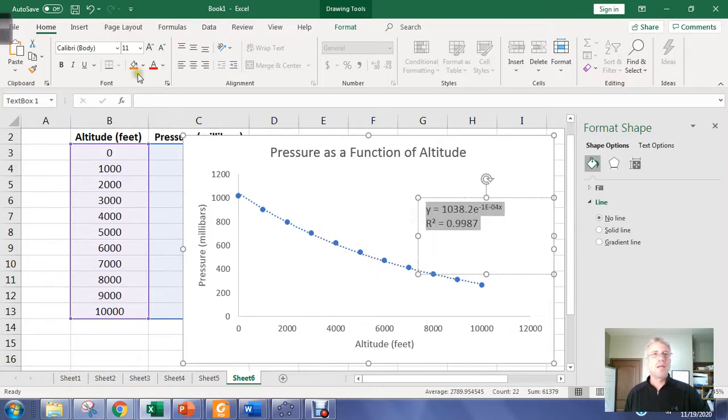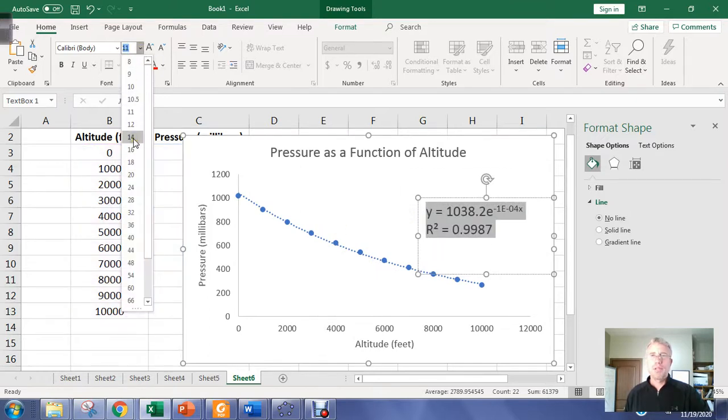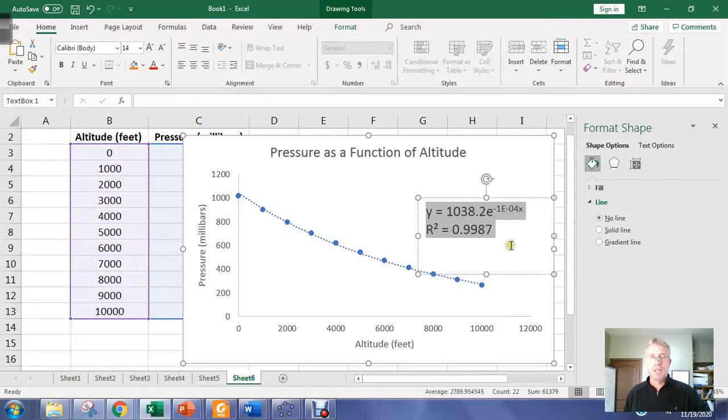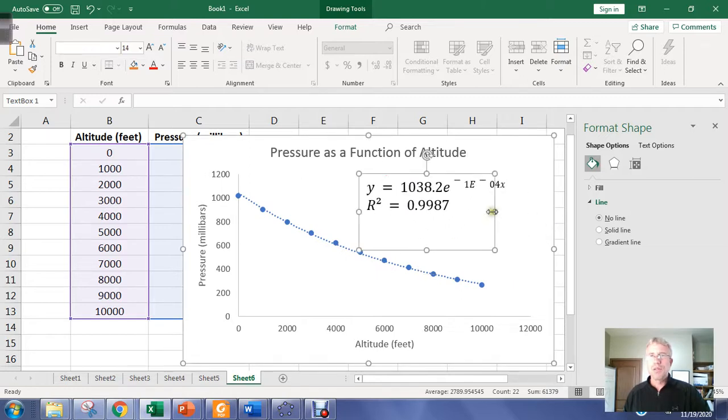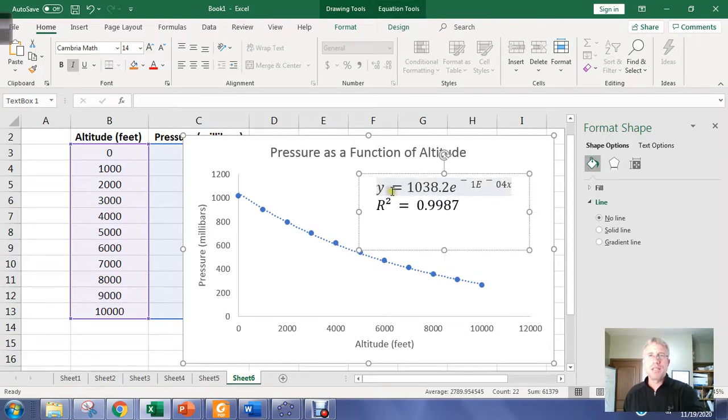And then I can make the font a little bit bigger so it's easier to see. I could format it in math type if I'm on a PC. I don't think Google Chrome will do this, and I don't know about MacBook, but if I press Alt equals, it formats it in math type. And math type always adds extra spacing when you do it this way in Excel, so I've got to delete that extra spacing.